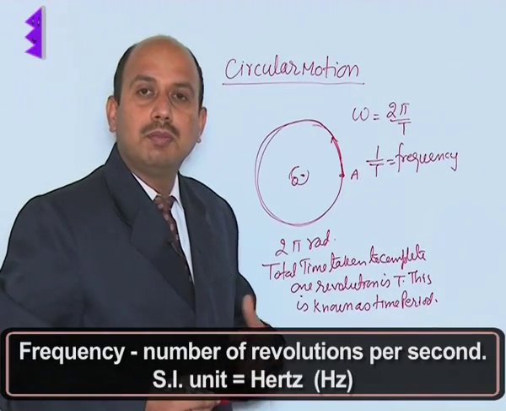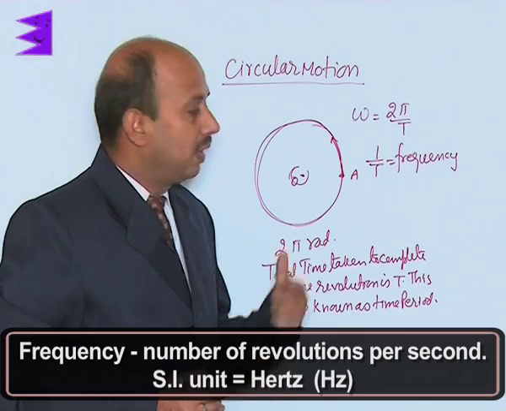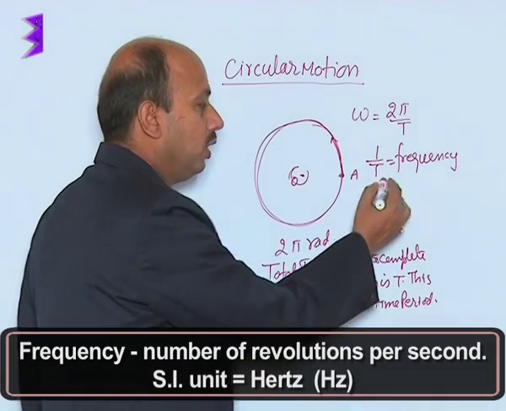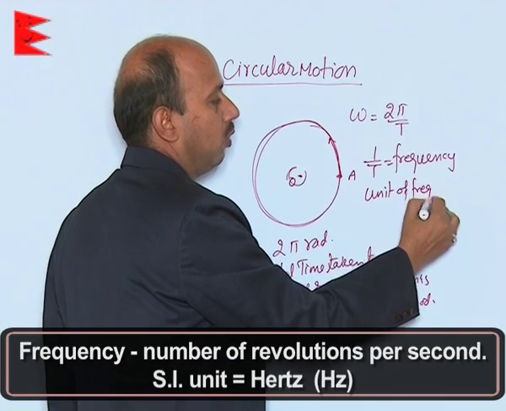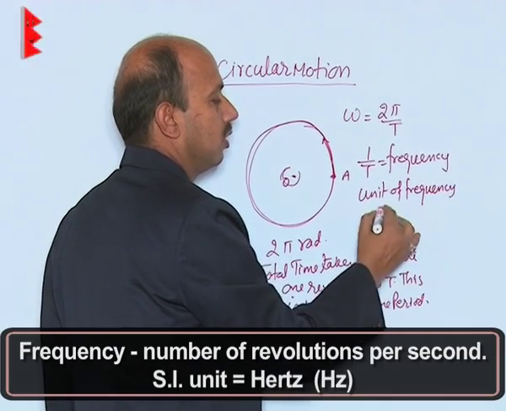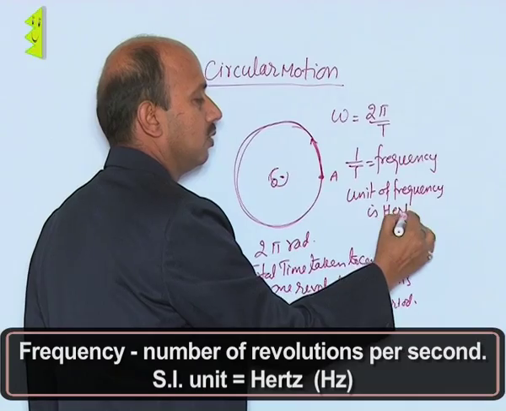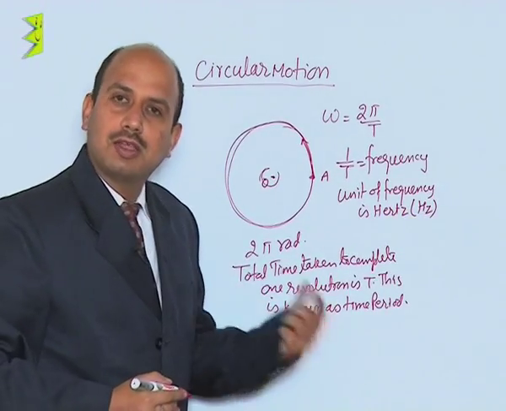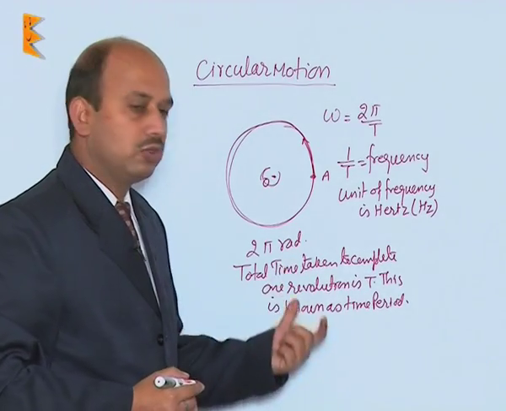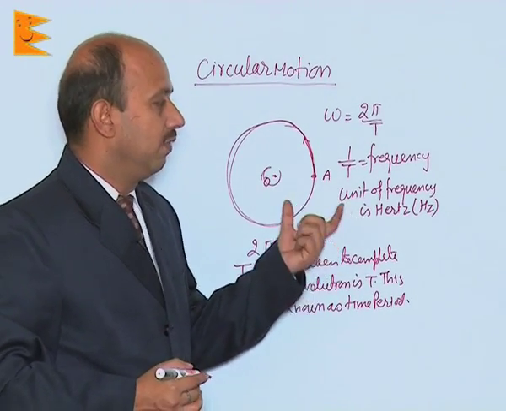Frequency means number of revolutions per second. So, the unit of frequency is hertz, that is represented here as Hz. Number of cycles per second, we can say number of revolutions per second, that is known as frequency.